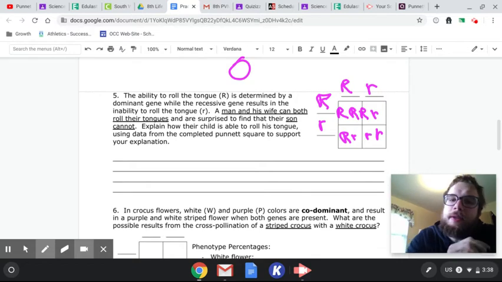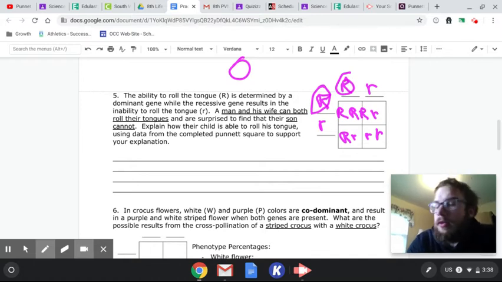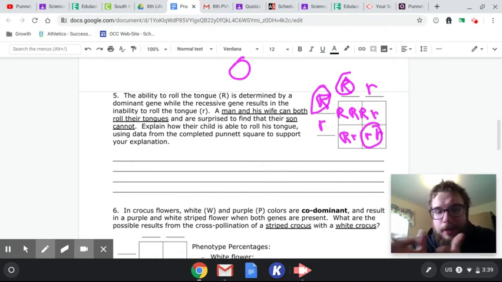Okay, so for both parents to be able to roll their tongue, they both have to have the dominant trait, right? But in order to have a son or an offspring that cannot, that means the offspring has to get 2 small r's. And so the only way that's possible is with this setup here, with both parents being big R, small r. If one parent was big R, big R, all 4 boxes are going to have a big R in them, and then you're not going to get an offspring that cannot roll their tongue. In other words, you wouldn't have this one right here if one of the parents had two big R's. So the only way this is possible is if both parents are big R, small r.